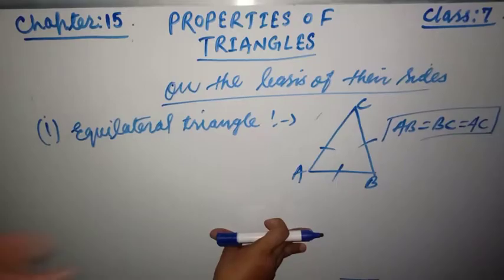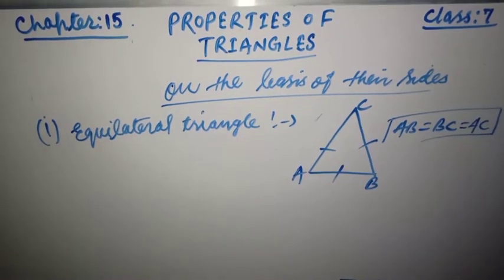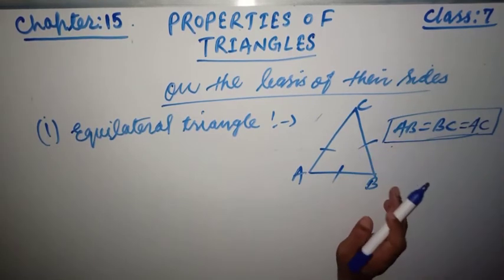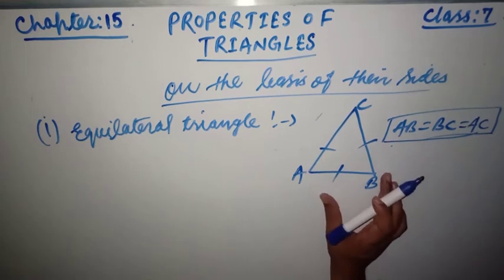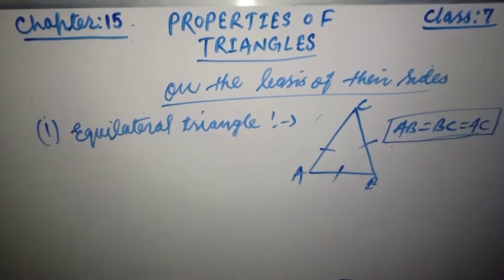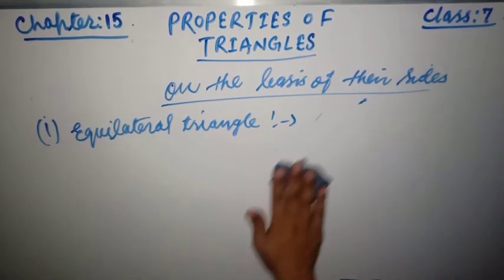Now see friends, a triangle ABC, side AB is equal to BC is equal to AC. So three sides are equal. That is called the equilateral triangle. Once again friends, a triangle in which all sides are equal is called an equilateral triangle.